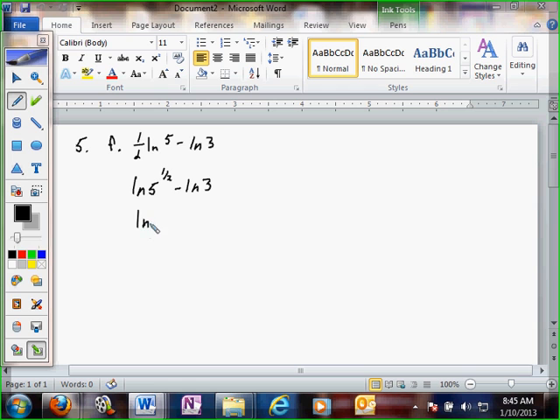Then I have ln square root 5, because I know that the power of 1/2 is the same thing as square root, minding my P's and Q's. And I can condense this subtraction with division, and so I have ln of root 5 over 3, and that is simplified.